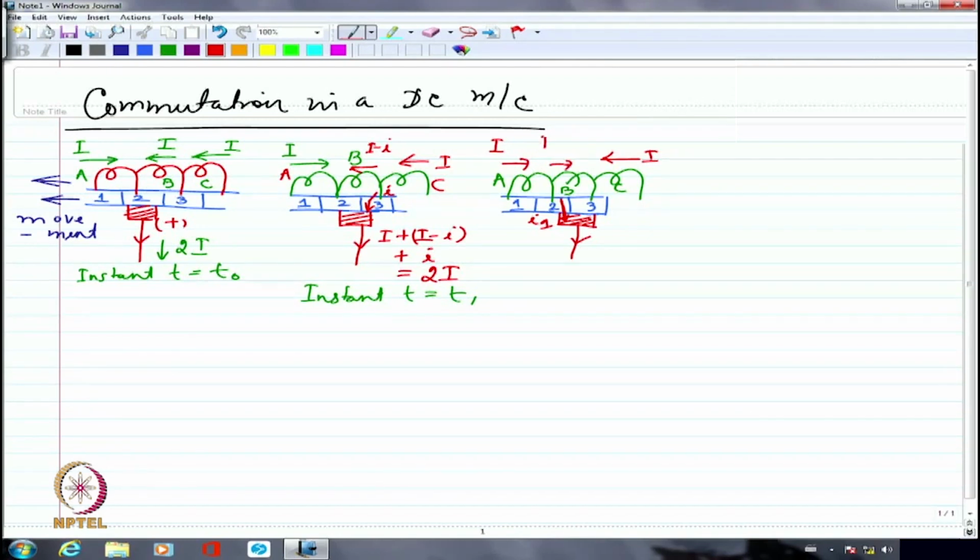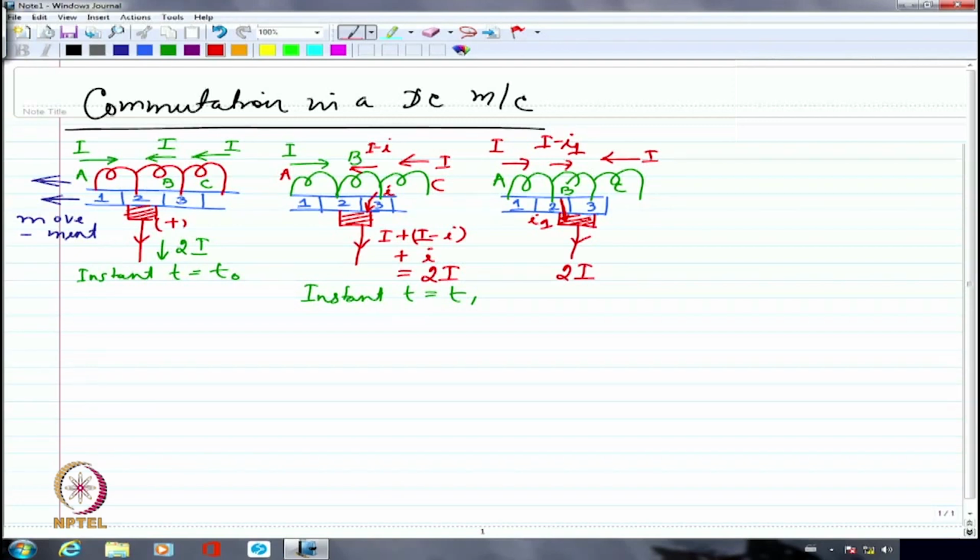Note the direction. It is in the opposite direction compared to what it was earlier. So now I1 is flowing here again. I minus I1 is flowing through commutator segment number 3, and capital I is again flowing from C into commutator segment number 3 back to the brush. So this will again be 2I. The only thing is, originally coil B was carrying a current going from right to left. Now the current looks as though it is going from left to right. That's all the difference.